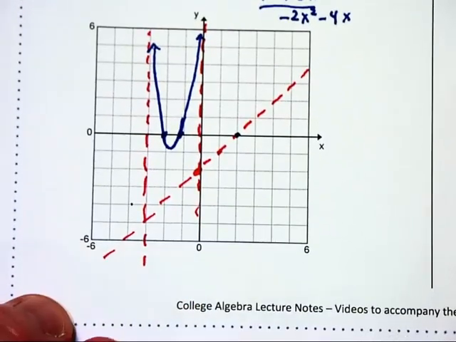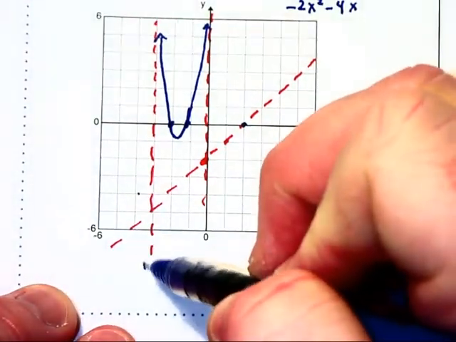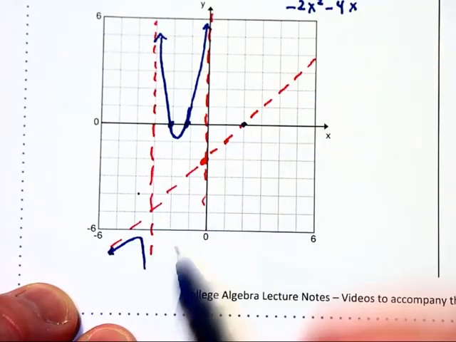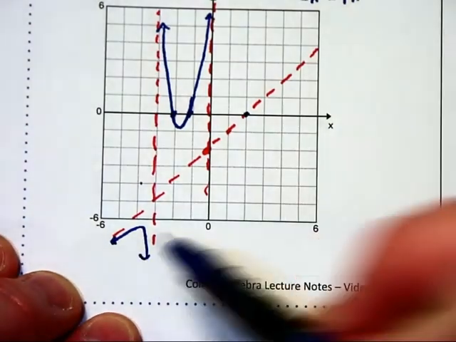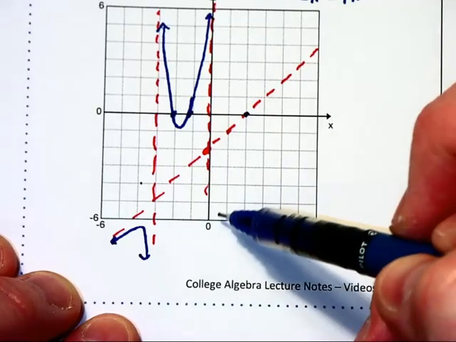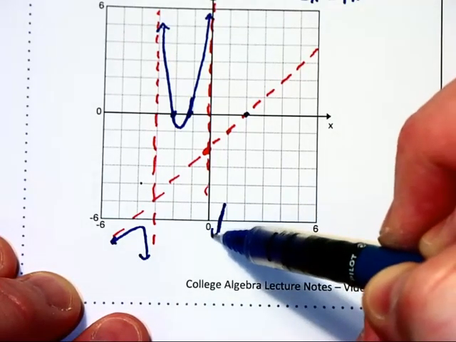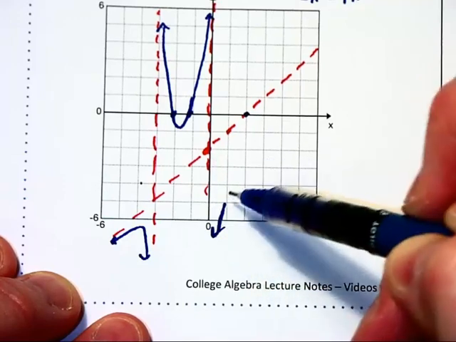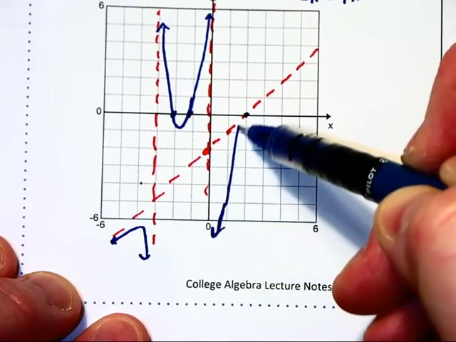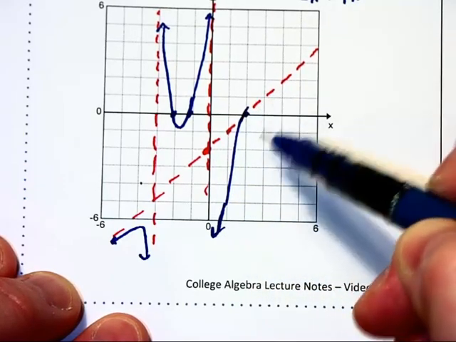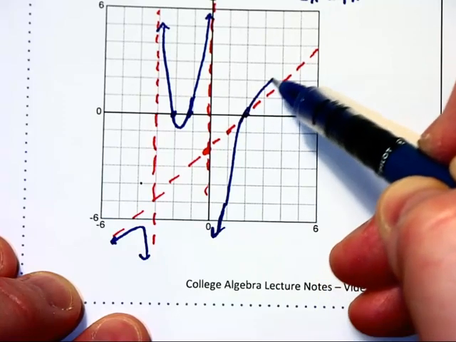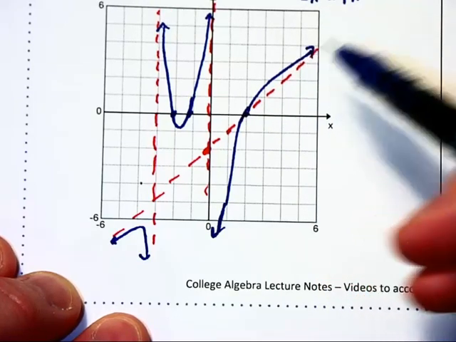That tells us our graph is going to be approaching negative infinity over here on the bottom left, and so I can draw that curve in there. And I also know that my graph is going to come down over here to the right of the y-axis, come through, hit the x-intercept where it's supposed to, then go up and hug the asymptote at the top right.